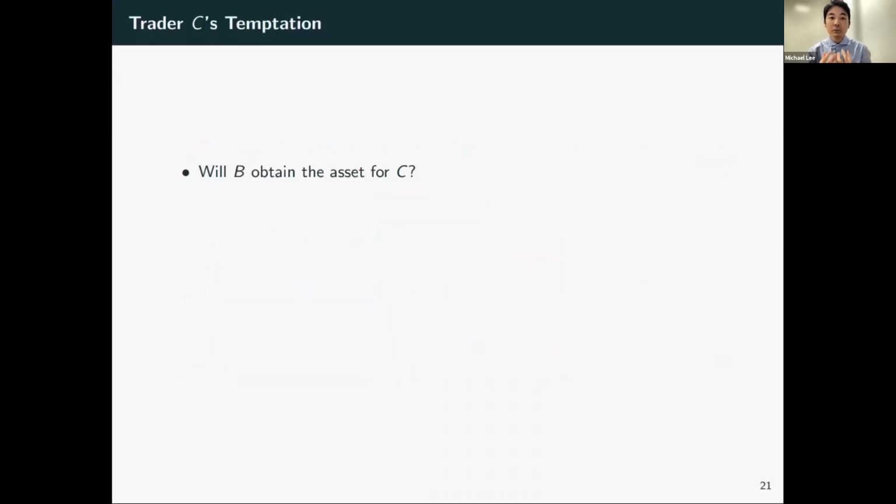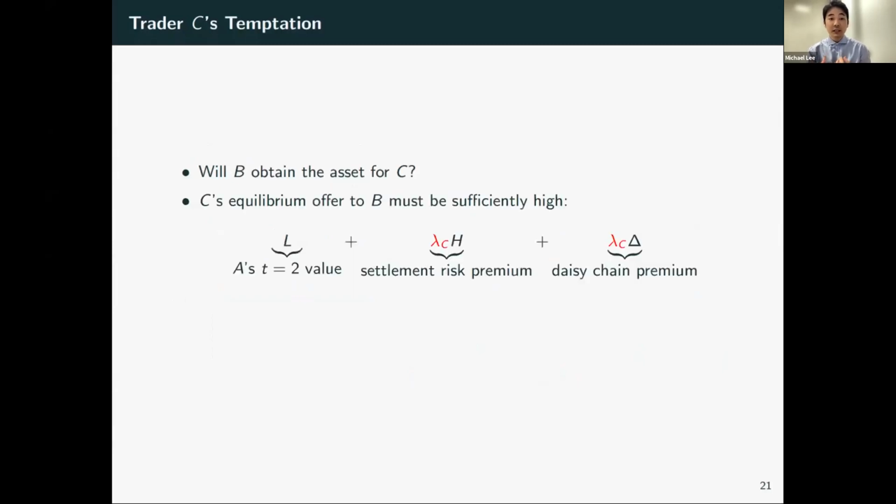So let's think about this in the context of the legacy system. Will B ever obtain the asset for C? Well, C needs to offer a sufficiently high offer in equilibrium in order for B to want to do this. Now, there are 3 components here. You need to first offer a price that includes A's private valuation. And secondly, you need to offer a premium associated with the potential for failing at time 3. And in addition, because whenever C fails on B, B also fails on A, there's a third daisy chain premium attached to it.